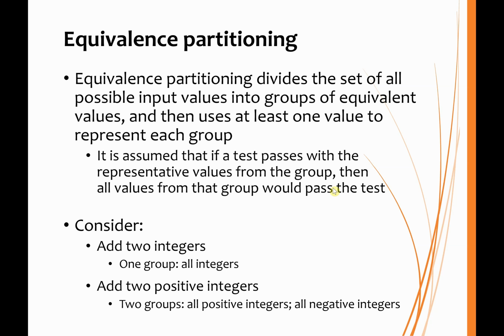Let's take the case where we've just got to add 2 integers. Then essentially we've got one group, and that is all the possible integers, in which case we would pick 1 or 2 or a few values from the group of integers. But let's add in an extra requirement. The integers have to be positive. Now we have 2 groups because we have all the positive integers and all the negative integers. The positive integers would be considered valid values and the negative integers would be considered invalid values. And so we should test with at least one value from each of those groups.